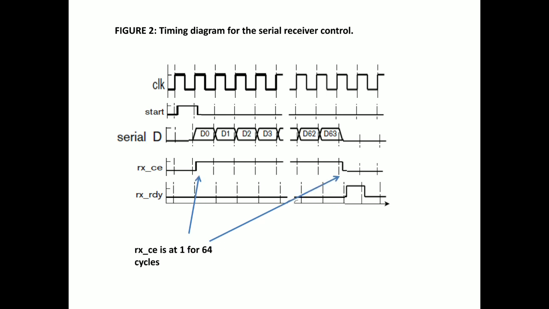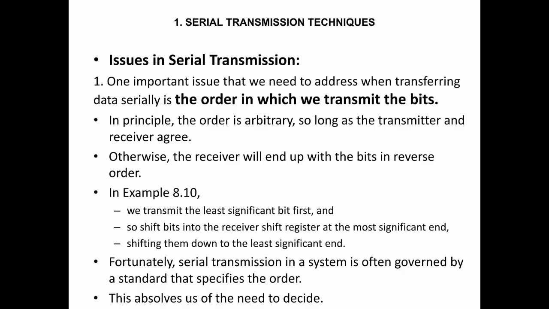Hope this waveform is clear by now. You can see RxE is at 1 for 64 cycles, and RX ready is 1 when all the data are received successfully. There is a transmitted line word there, please omit it. And we saw the working of serial transmission.